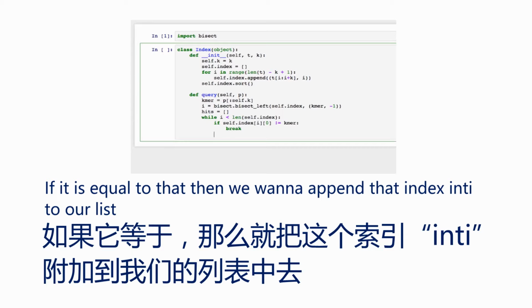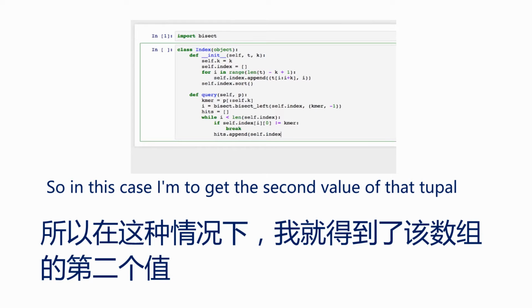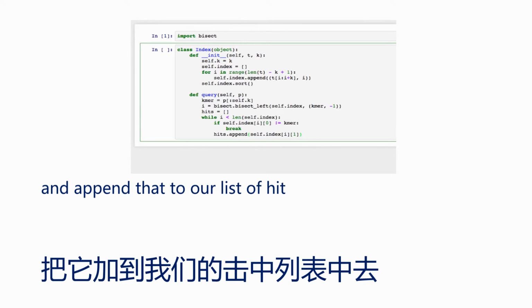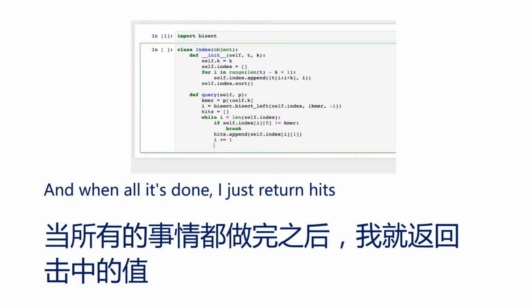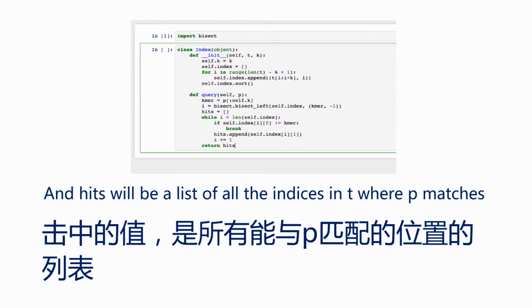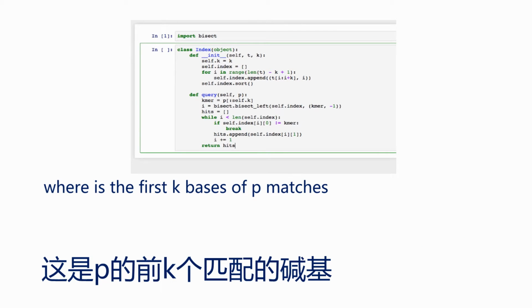If it is equal to that, then we want to append that index in t to our list. So in this case, I'm going to get the second value of that tuple and append that to our list of hits. And then I'll increment i. And when that's all done, I just return hits. And so hits will be a list of all the indices in t where p matches, or where the first k bases of p match.